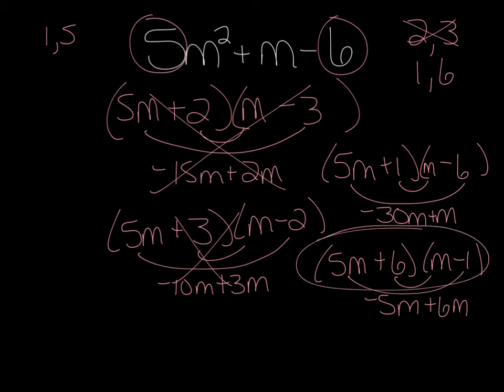So, took me a few times. It's okay. Remember, you can always check these by remultiplying. 5m times m, 5m squared. Negative 5m plus 6m is the positive m. 6 times negative 1 is negative 6.